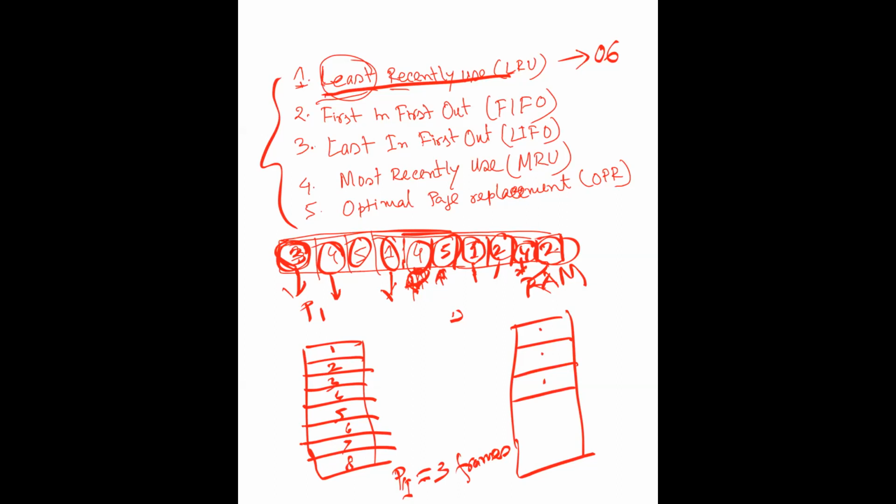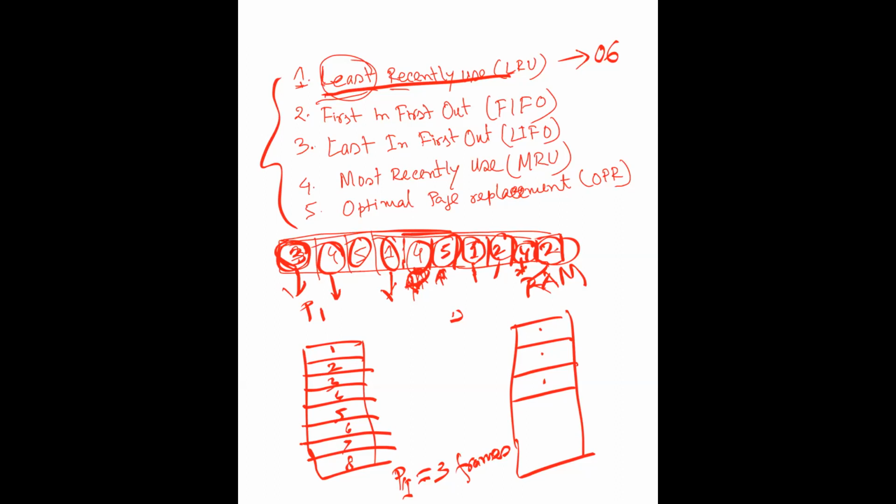So the OS will replace the page that comes first inside the memory, not the one most recently accessed. Let's see how many page faults will occur if we use the FIFO algorithm in this scenario. Let's start with page number 3.